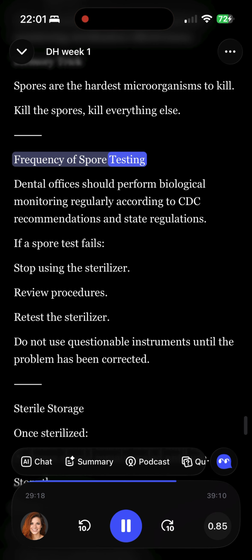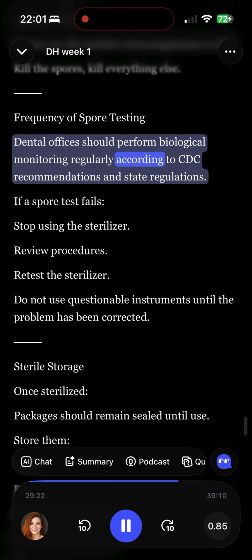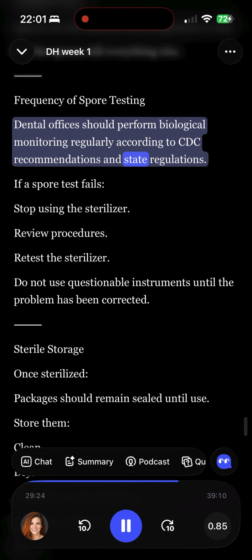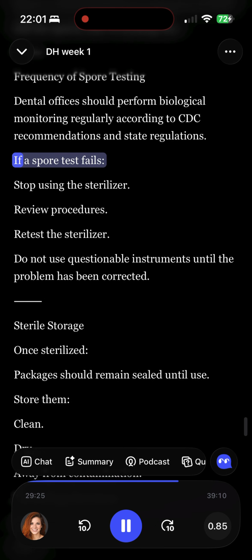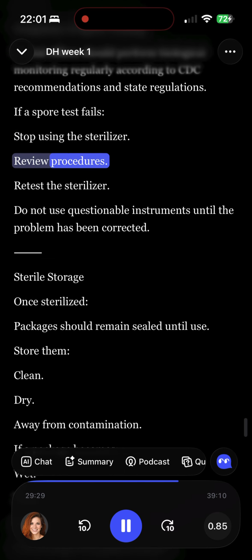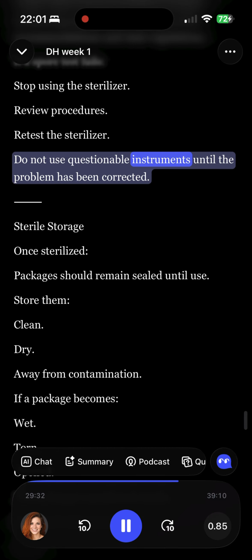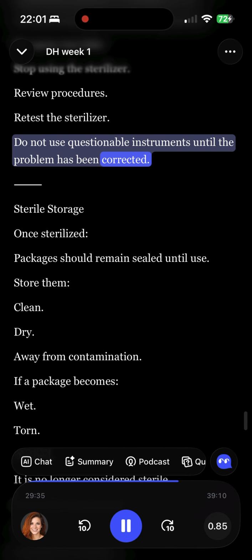Frequency of spore testing. Dental offices should perform biological monitoring regularly according to CDC recommendations and state regulations. If a spore test fails, stop using the sterilizer, review procedures, and retest the sterilizer. Do not use questionable instruments until the problem has been corrected.